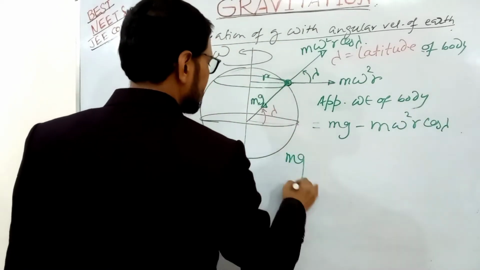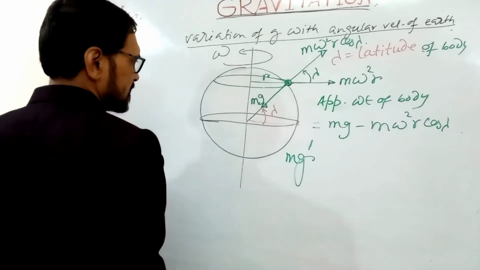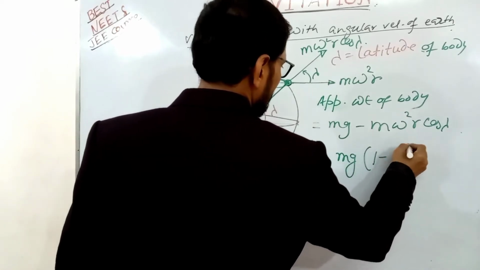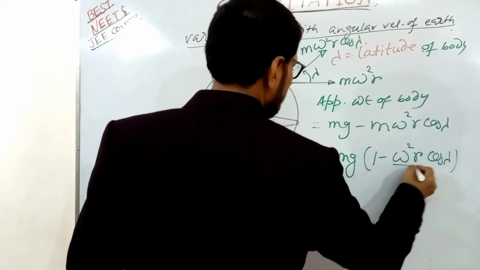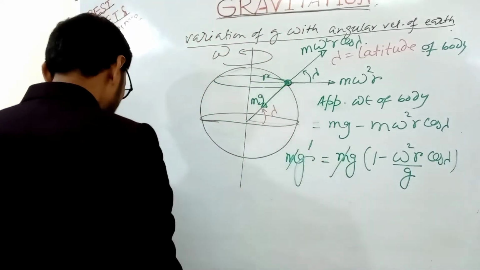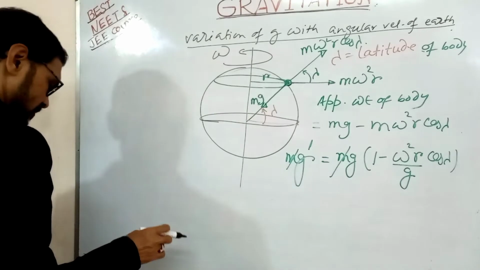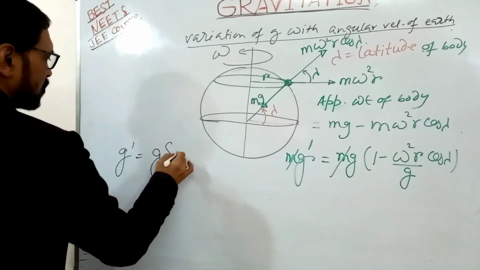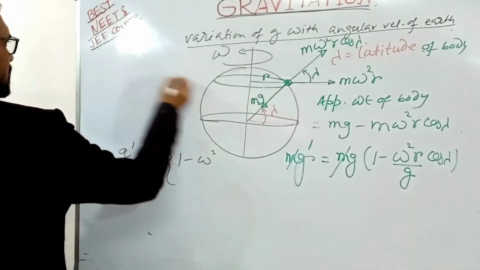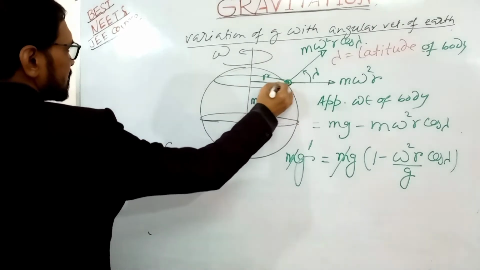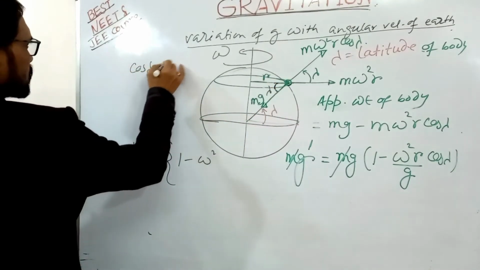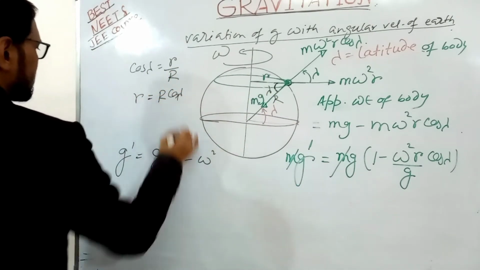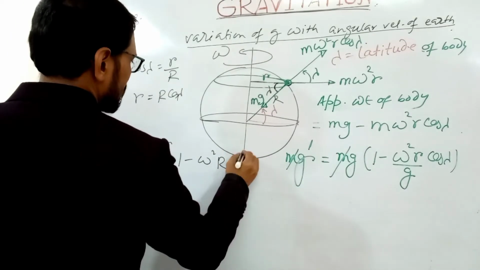So mg dash is apparent weight. If we take common mg, 1 minus omega square r cos lambda by g, so g dash equal to g into 1 minus omega square r cos lambda by g. Now what is small r in this diagram? In this diagram, cos lambda equal to small r by capital R, so r equal to R cos lambda. So put r equal to R cos lambda, we get this.